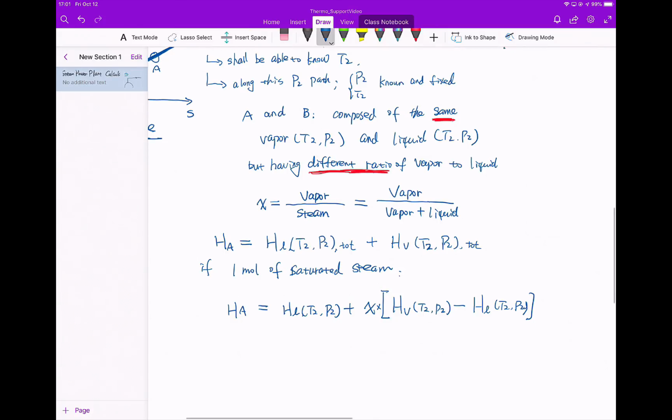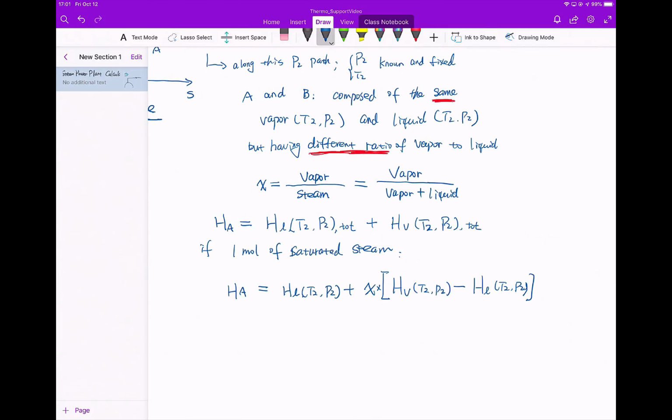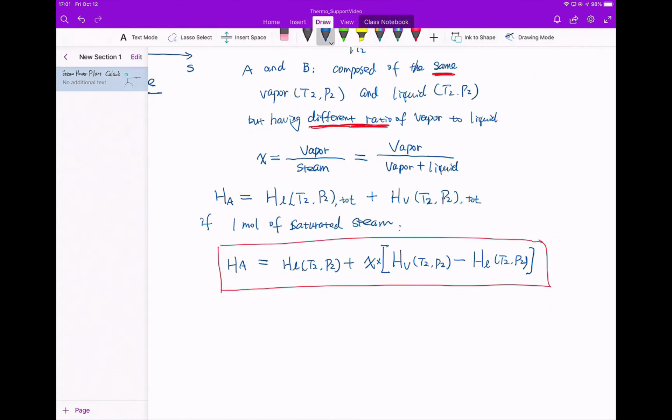So we can double check if this equation is making sense or not by looking at the two extremes. One is, for example, let's check.